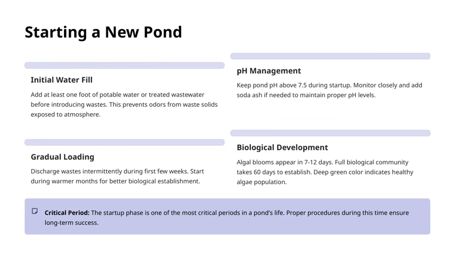Gradual loading of wastes is recommended during the first few weeks. Discharge wastes intermittently rather than all at once, and if possible, start during warmer months. Warmer temperatures promote better biological establishment, which is key for the pond's long-term success. Biological development takes time. You'll typically see algal blooms appear within 7 to 12 days, which is a good sign that the biological community is beginning to develop. It can take up to 60 days for a full, stable biological community to establish. A deep green color in the pond usually indicates a healthy algae population, which is beneficial for the overall ecosystem.